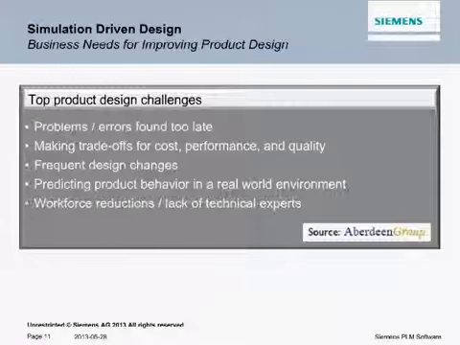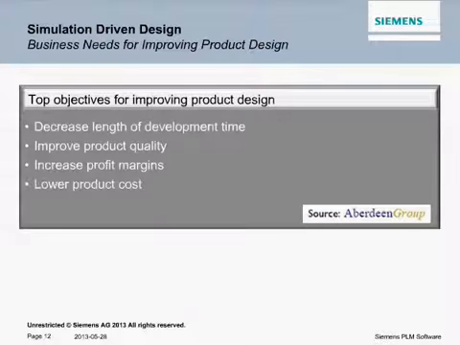So the top objectives for improving product design: at the top here we see a decrease in length of development time, improvement of product quality coming in, increase in profit margins, and lowering of product costs. So all of the classic things that we strive to improve: reducing time, improving quality, making more money out of the whole process, and lowering costs.